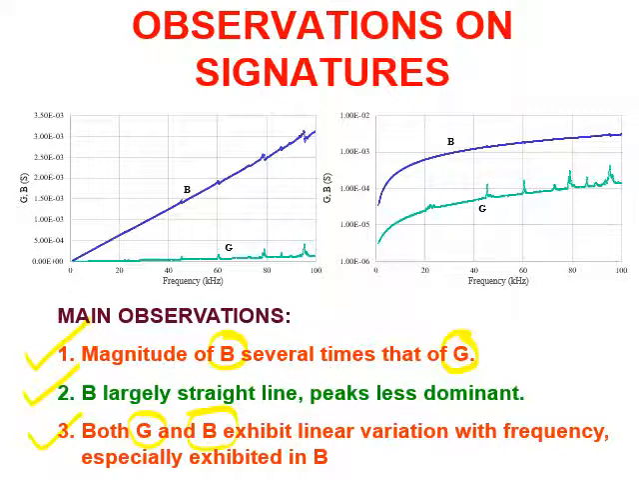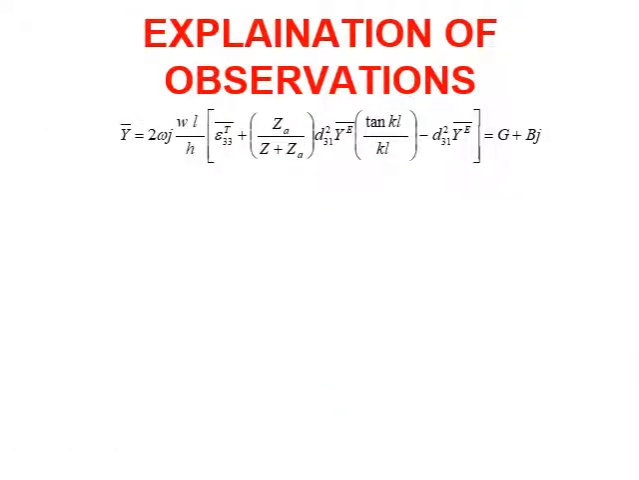So we'll see why these things are happening using the Liang's equation we already have. So let's look at the equation derived by Liang. Let's just recapitulate one by one. So what is omega? Omega is the frequency. W, L, H are the dimensions of the patch. Epsilon 33 with superscript T is the electric permittivity of the PZT material.